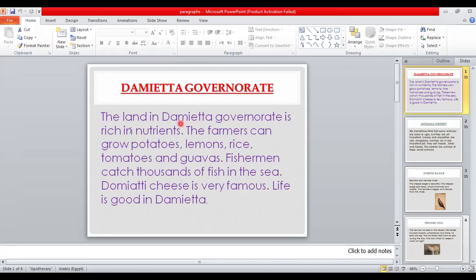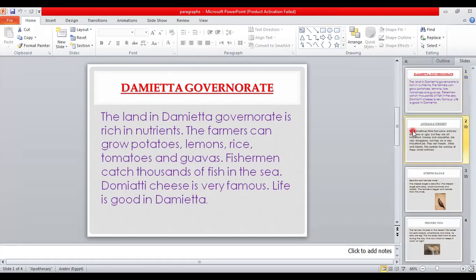Here is the topic sentence: the land in Dumyat governorate is rich in nutrients. Then we give the details in the second sentence. We give the details and support. The farmers can grow potatoes, lemons, rice, tomatoes, and guavas. Fishermen catch thousands of fish in the sea. Dumyat cheese is very famous. This is the concluding sentence, or the summary: life is good in Dumyat.